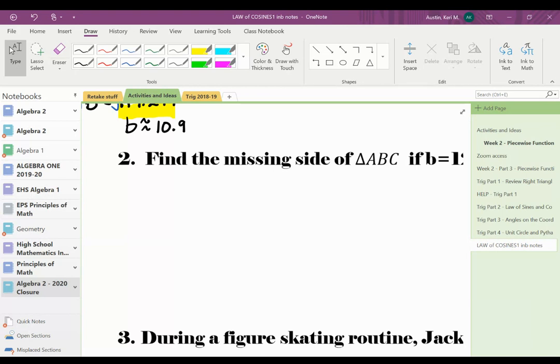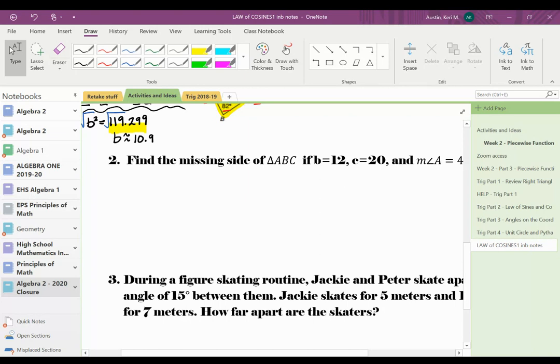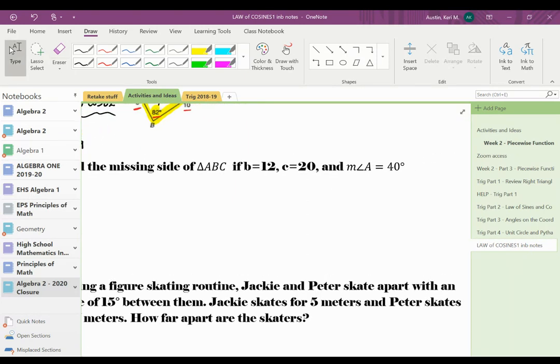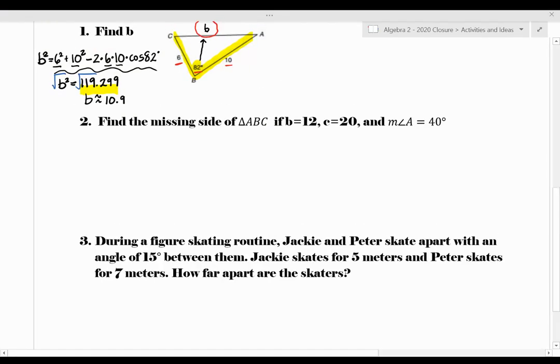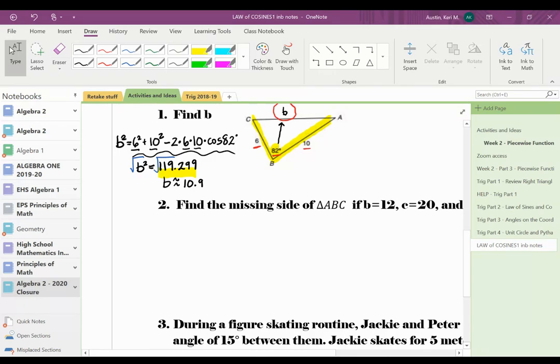This time it says find the missing side of triangle ABC if b equals 12, c equals 20, and the measure of angle A equals 40. So we've got to draw the triangle. It does not matter if you draw it to scale or where you put A, B, and C. I'm just going to go A, B, C. Once you decide where to put A, B, and C, it does matter where you put the given information.